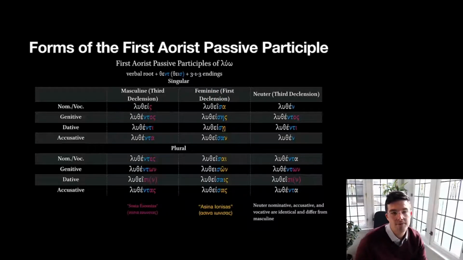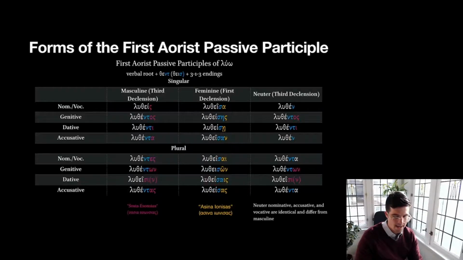And lastly, our forms of the first aorist passive. Again, the endings all look the same. The difference comes with the morphemes here. The theta eta in the masculine and the nominative, or the theta eta iota in the feminine here.